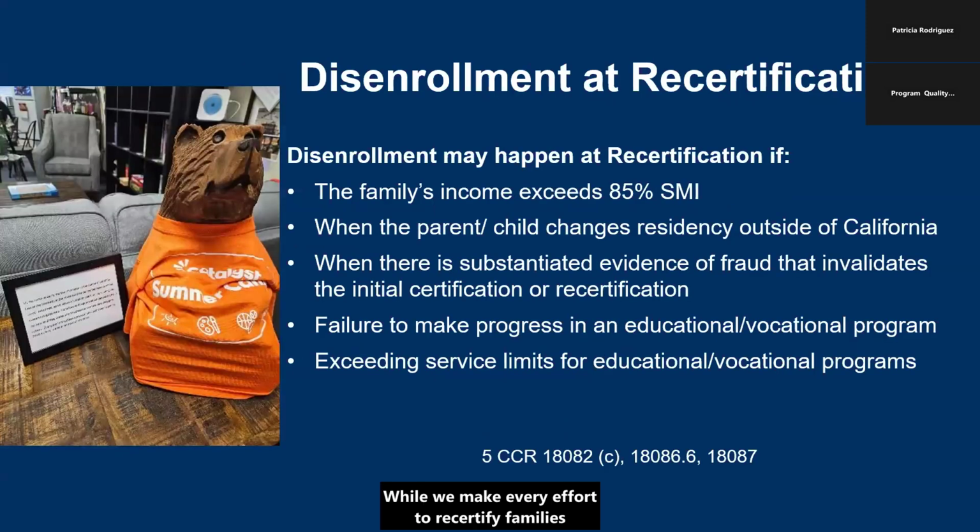While we make every effort to recertify families after their initial certification expires, disenrollment may happen at recertification if the family's income exceeds the 85% of SMI, when the parent or child changes residency outside of California, when there is substantiated evidence of fraud that invalidates the initial certification or recertification, failure to make progress in an educational program or vocational training program, service limits for educational or vocational programs.